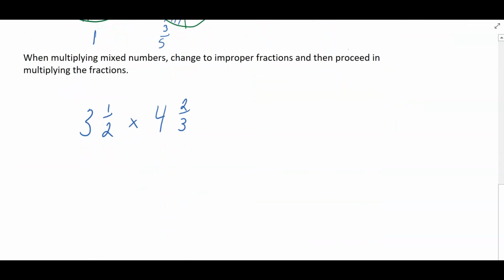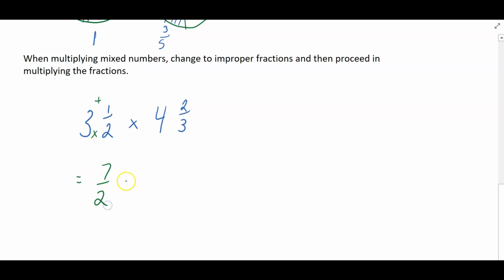When multiplying mixed numbers together or by a mixed number, change to improper fractions and then proceed in multiplying the fractions. And so let's convert these into improper fractions. 2 times 3 plus 1. That is 7 halves. And 3 times 4 plus 2, which is 14 thirds. And now I just multiply straight across. 7 times 14 and 2 times 3.